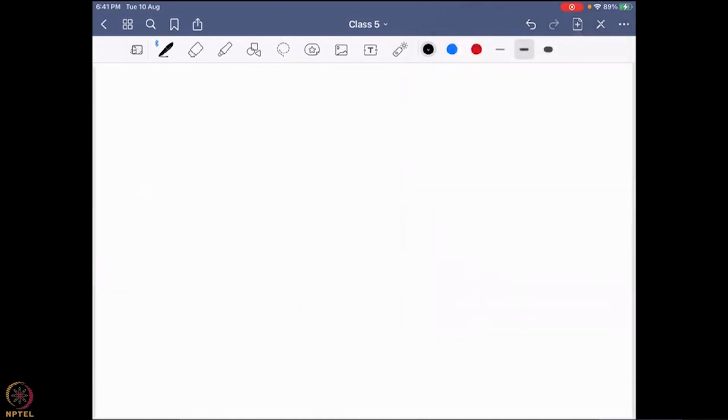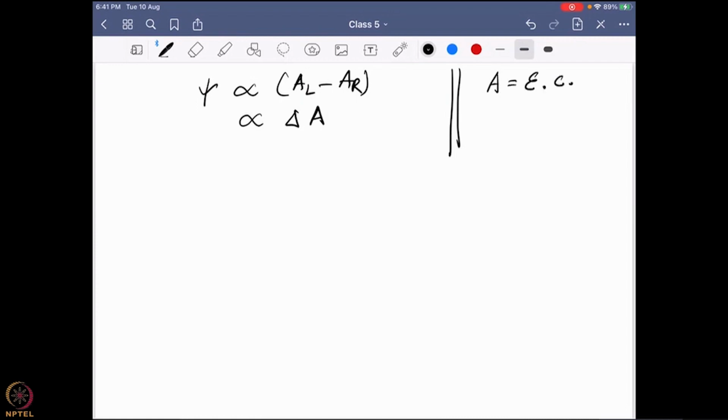So let's go a little bit further. You can say chi is dependent on AL minus AR, which can be written as delta A. That means the difference between the absorbance of the left hand and right hand circularly polarized light. Now we know absorbance is written as epsilon into CL, the Beer-Lambert law.